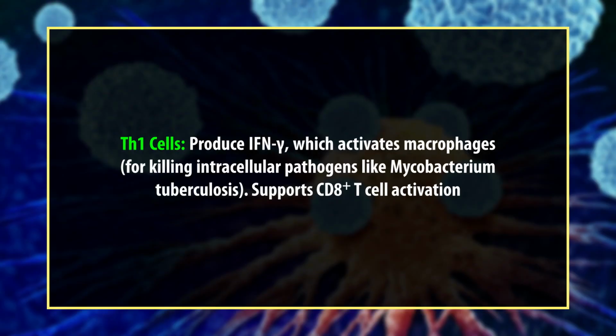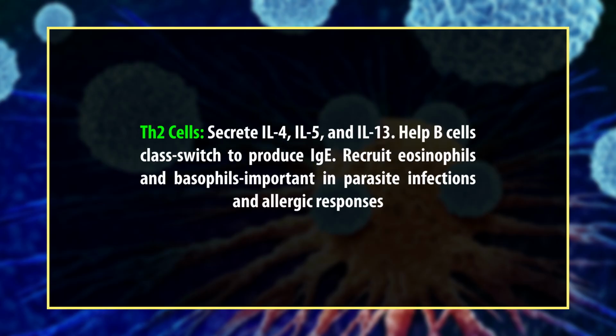First one is the Th1 cells, which produce IFN gamma, which activates macrophages for killing intracellular pathogens like Mycobacterium tuberculosis, and supports CD8 T cell activation. Th2 cells secrete interleukin 4, 5 and 13 and help the B cells class switch to produce IgE, recruit eosinophils and basophils, important in parasite infections and allergic responses.